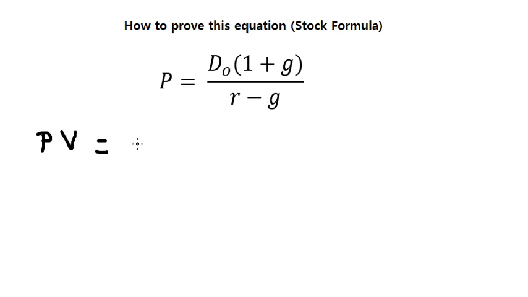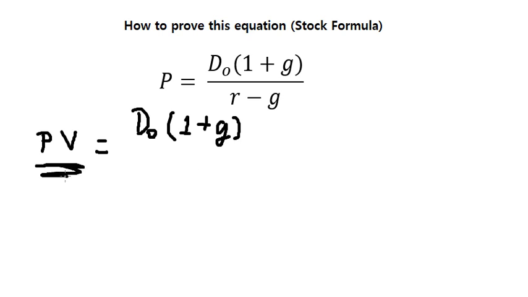So every year we need to pay a dividend. In the next year we will have the number 0, that is the current dividend payment. Now in the next year we need to know that it will increase by 1 plus g, that is the growth rate.